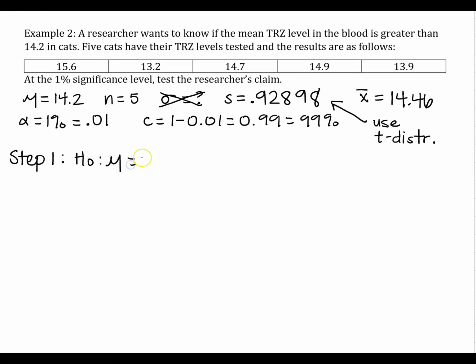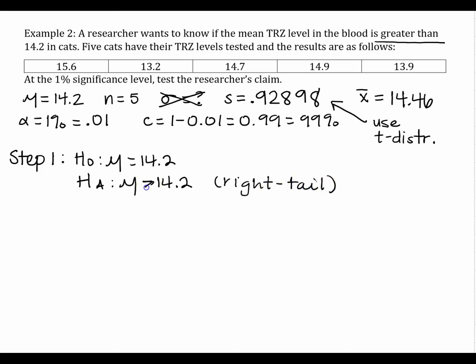Our HA, our alternative hypothesis, in this case will be that mu is greater than 14.2, because the researchers want to know if the TRZ level in the blood is greater than 14.2. So HA is that mu is greater than 14.2. So we automatically know that this is a right tail test because the inequality in the alternative hypothesis is pointing to the right.